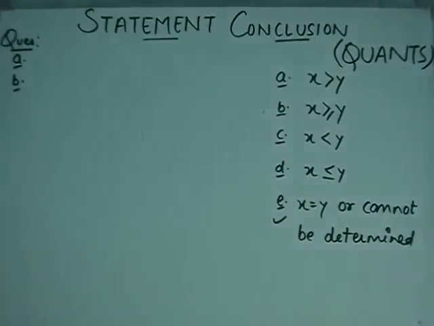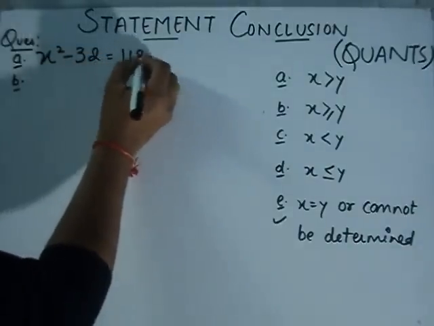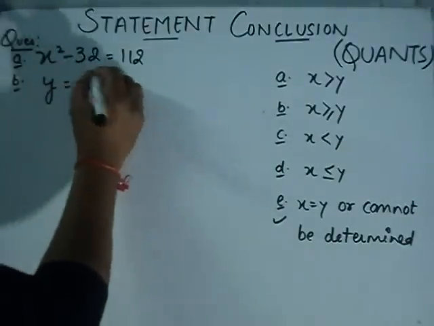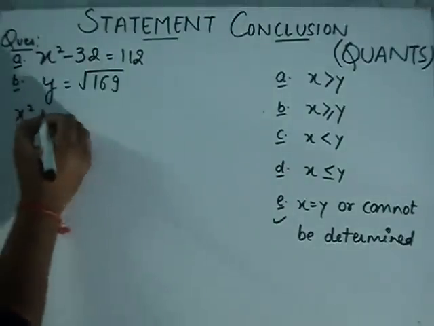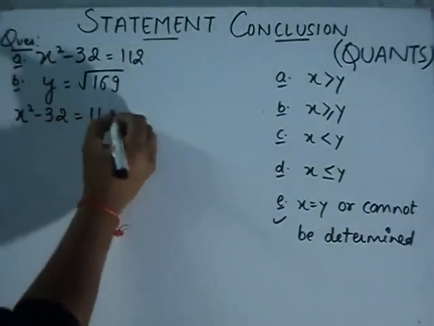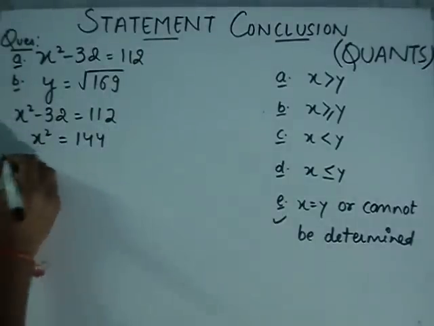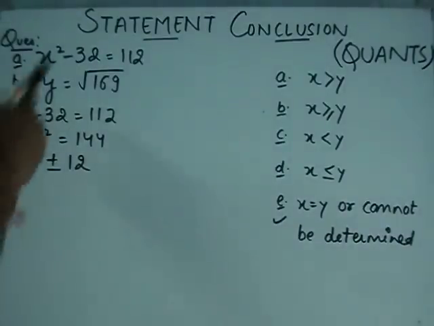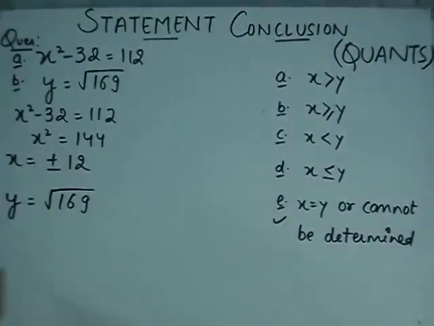I am going to take two equations: x square minus 32 is equal to 112, and our next equation is y is equal to root 169. Taking the first equation, after solving I get 144, and x values are plus minus 12. In this case, y, under root 169, I would get only one value, which is equal to 13.